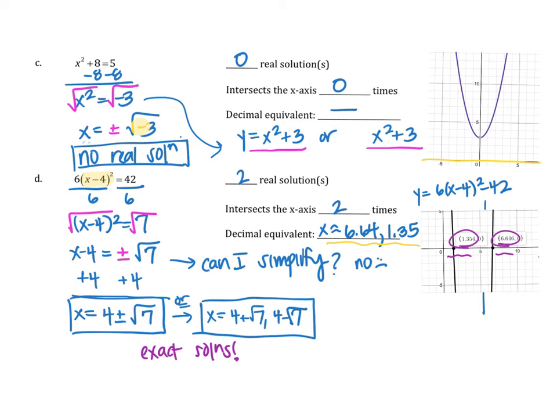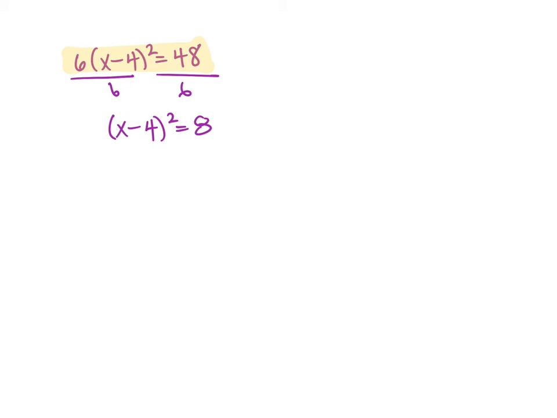Notice it equaled 42, but okay, I was thinking, the problem we did before, what happens if it equaled 48? So I rewrote that problem and changed it to equal 48. I divided both sides by 6 to get inverse operations, and I was left with x minus 4 squared equals 8. From here, our inverse operations are the same, but I want to point out a difference in our solutions.